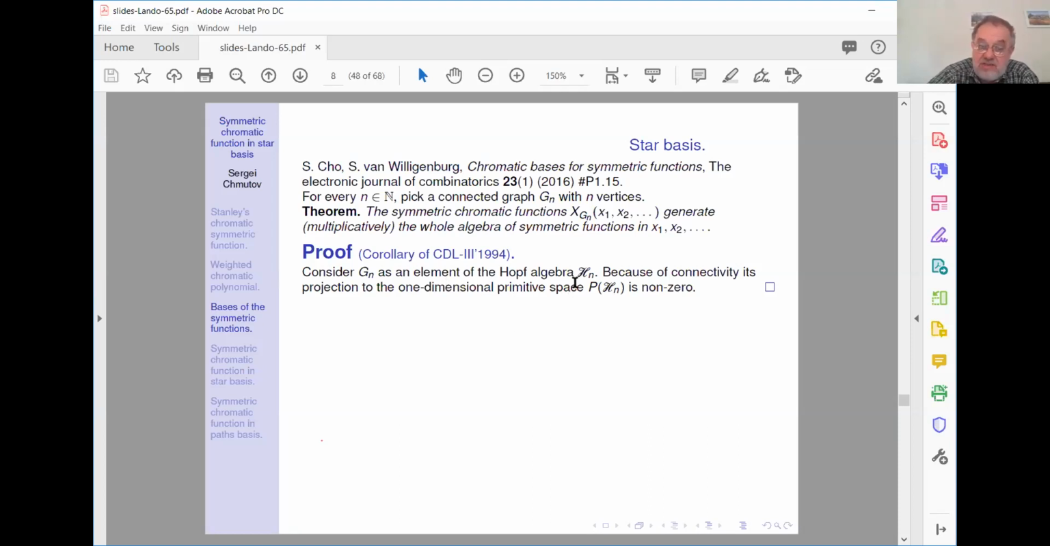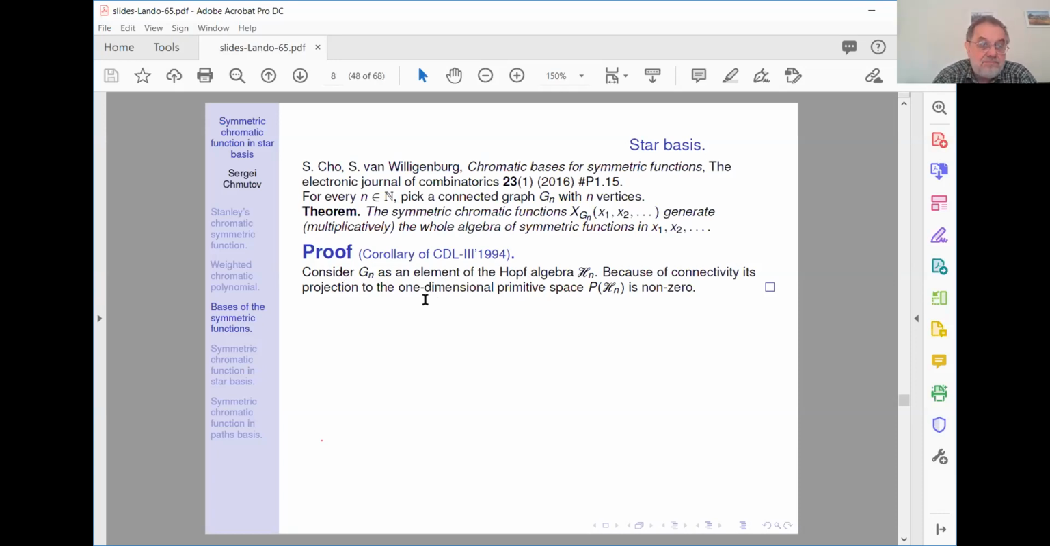So that coefficient will be non-zero, so its projection to the one-dimensional primitive space is non-zero. That means I can choose that element of the Hopf algebra as a basis on the primitive space. So as an algebra, this will be generated by those elements, by those graphs. And that's it. However, as I said, we didn't think about symmetric functions.